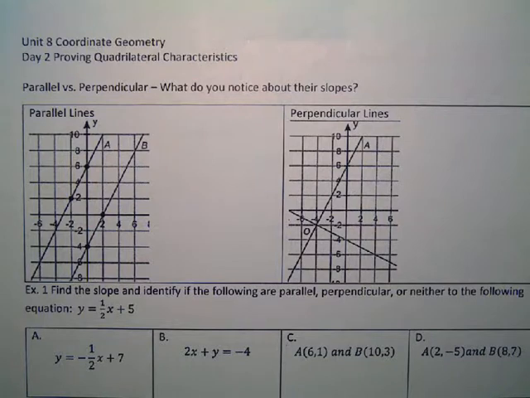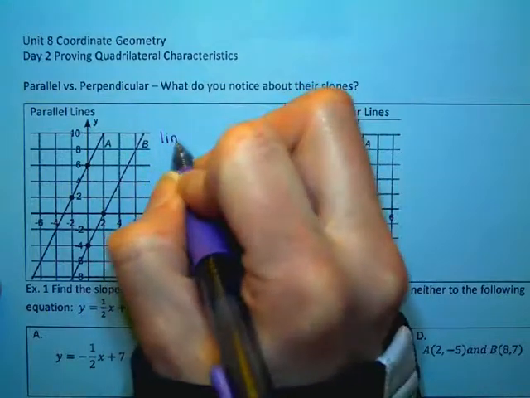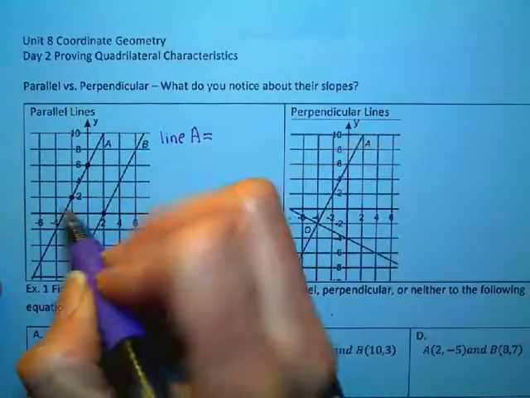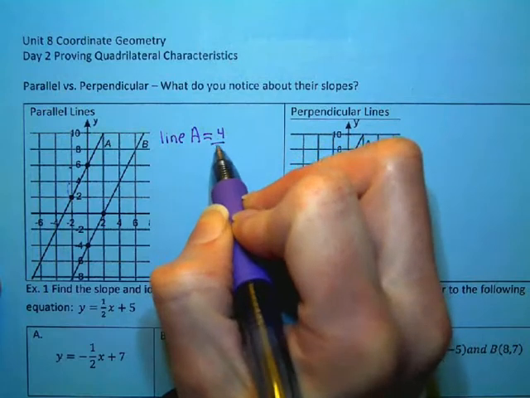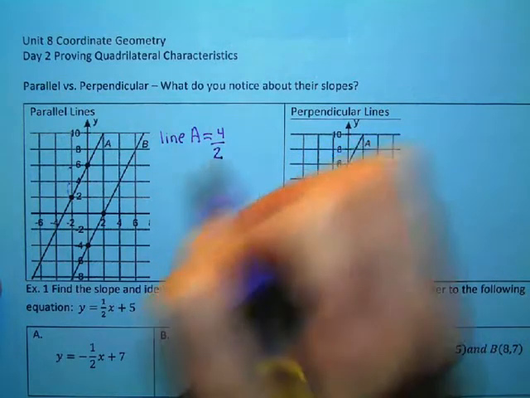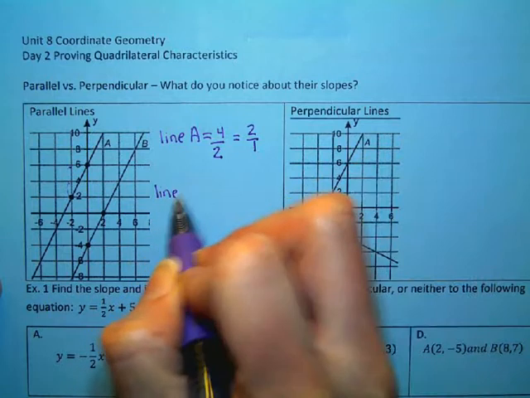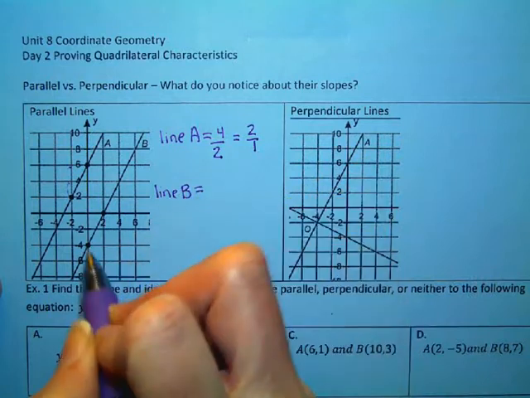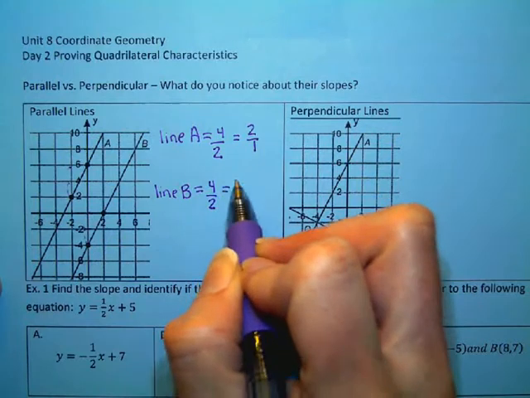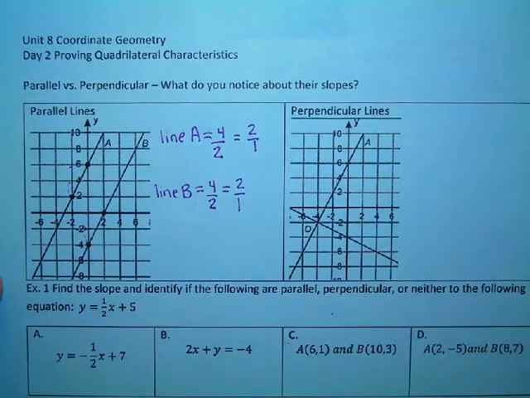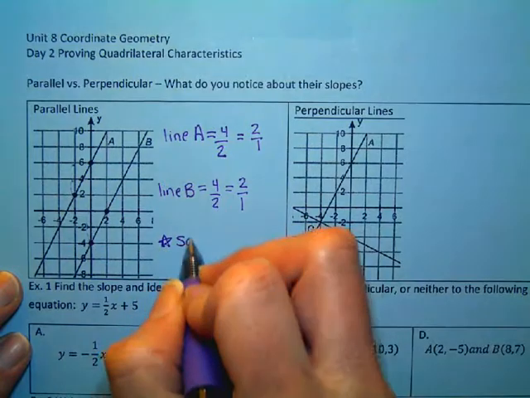The slopes about these lines. So let's find the slope of this line. So line A has a slope of 4 over 2, which would be 2 over 1. Line B has a slope of 4 over 2 again, so 2 over 1. So we could say if the lines are parallel, they have the same slope.